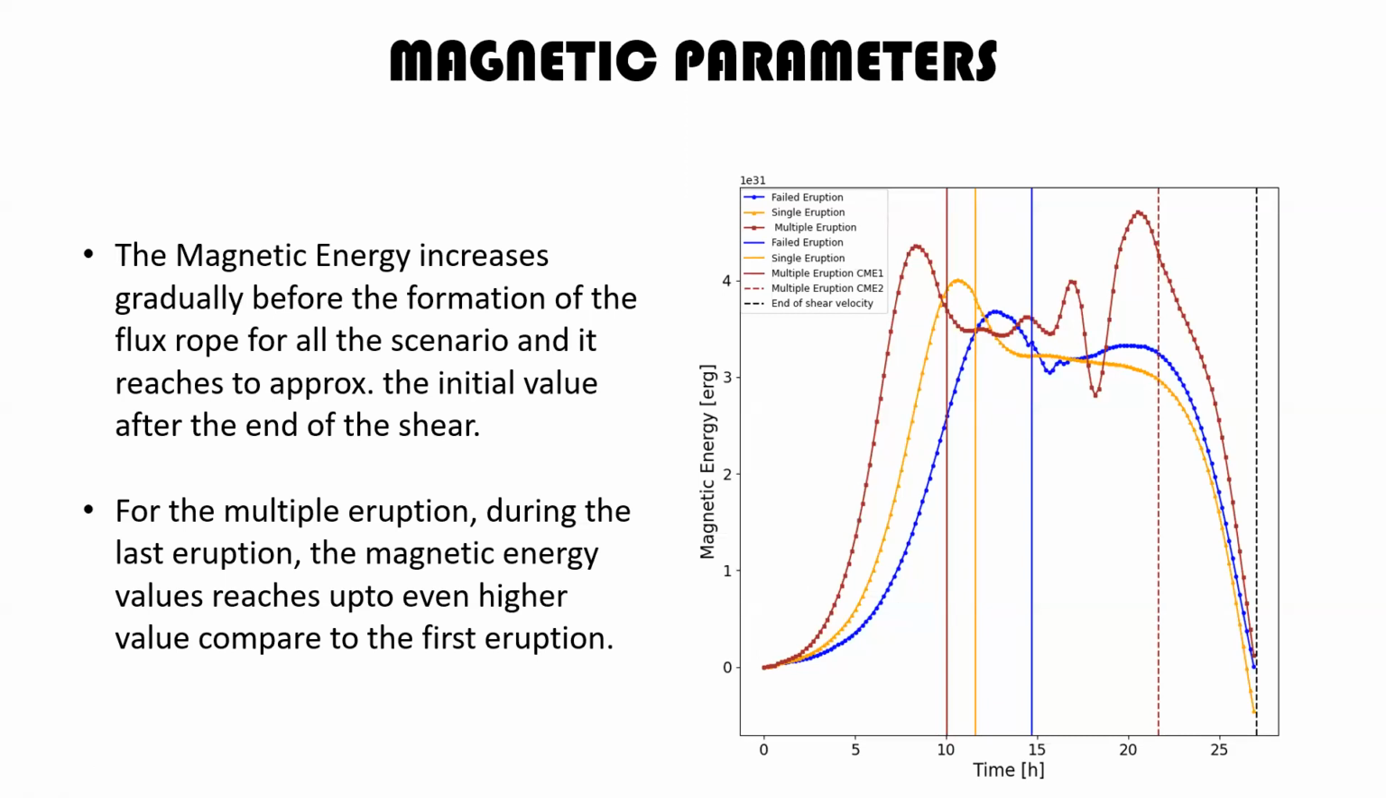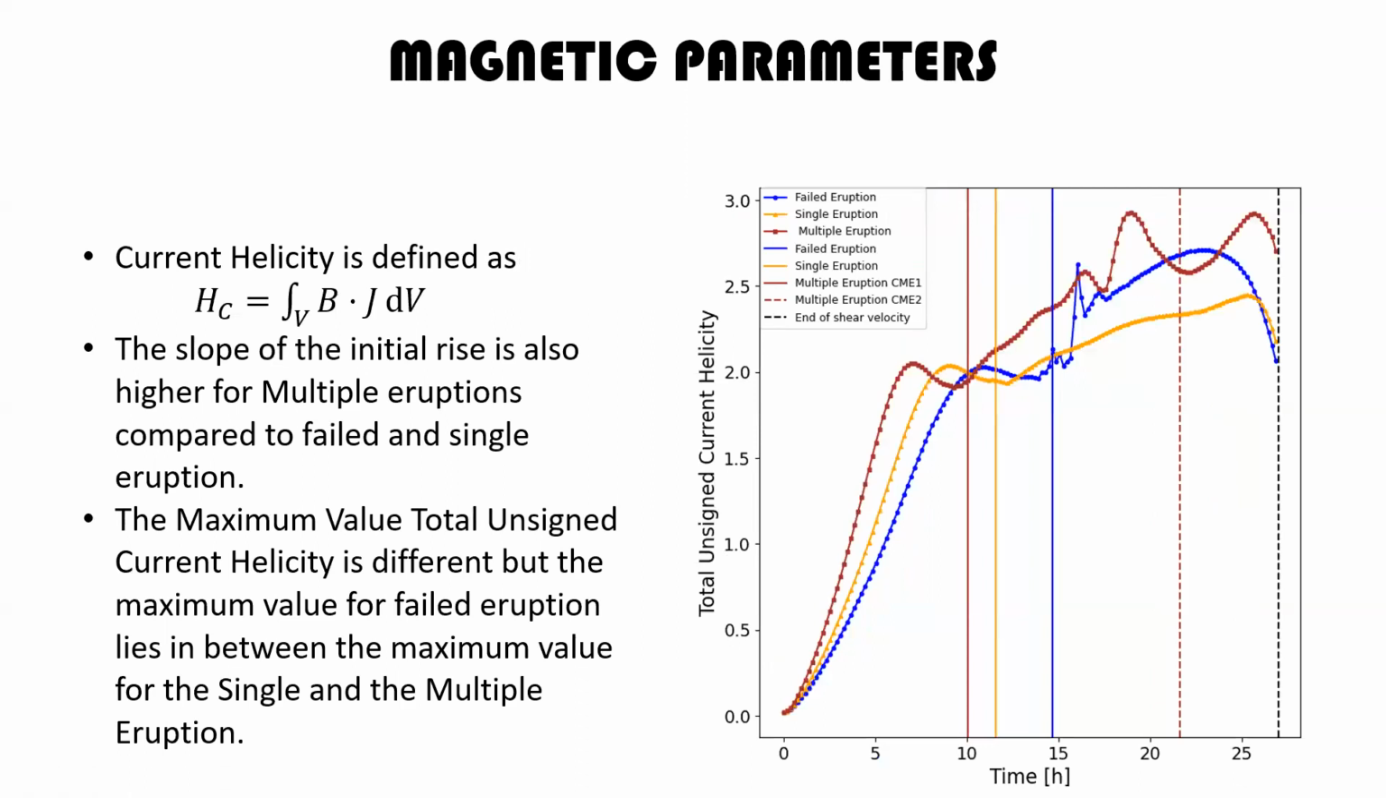So for that we studied the current helicities: the total unsigned current helicity and the absolute net current helicity. This is the total unsigned current helicity plot, in which we see that for the different cases it reaches a similar level, but the rate at which it is increasing is different for these three cases.